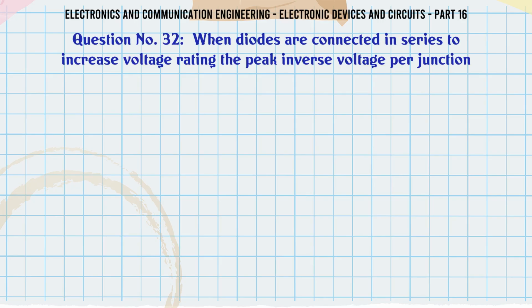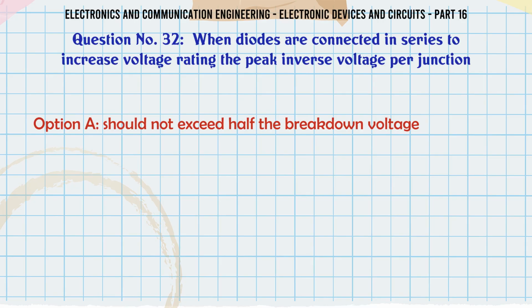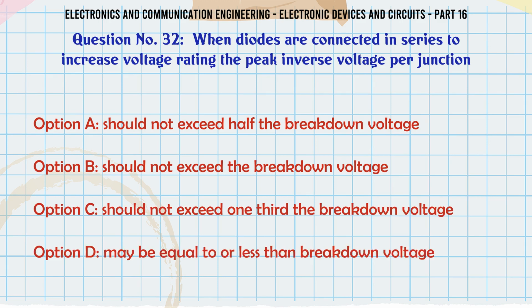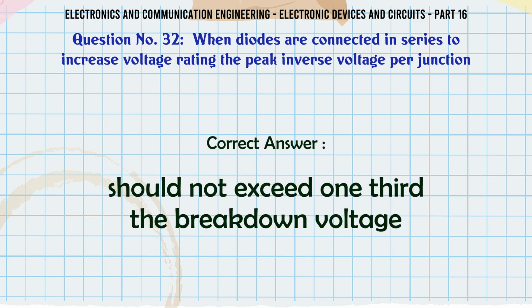When diodes are connected in series to increase voltage rating, the peak inverse voltage per junction A. should not exceed half the breakdown voltage. B. should not exceed the breakdown voltage. C. should not exceed 1/3 the breakdown voltage. D. may be equal to or less than breakdown voltage. The correct answer is should not exceed 1/3 the breakdown voltage.